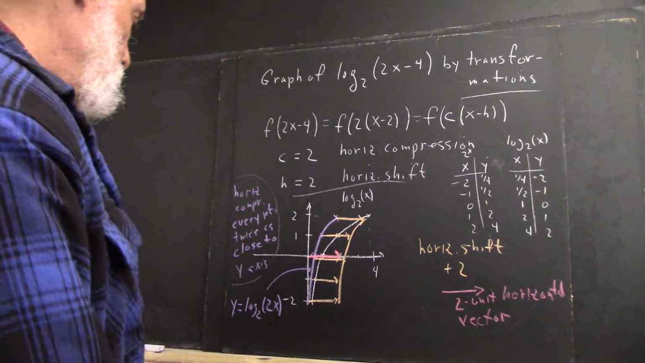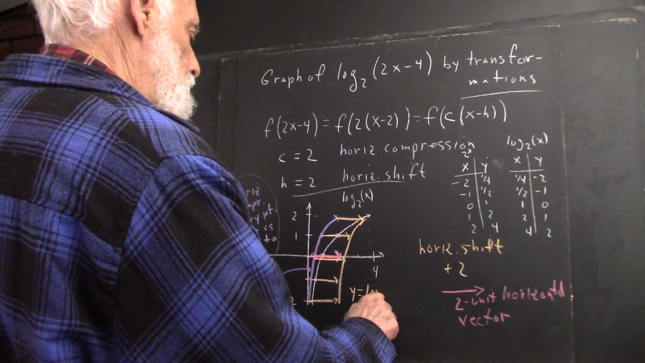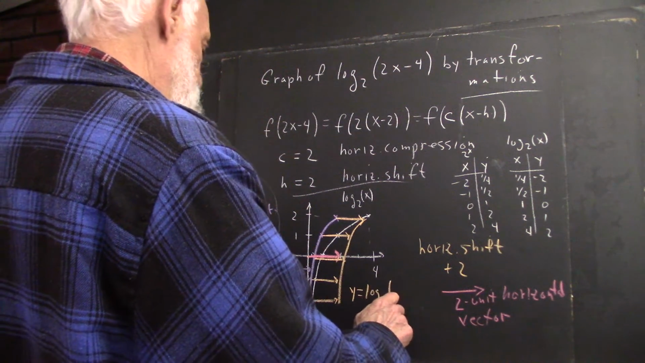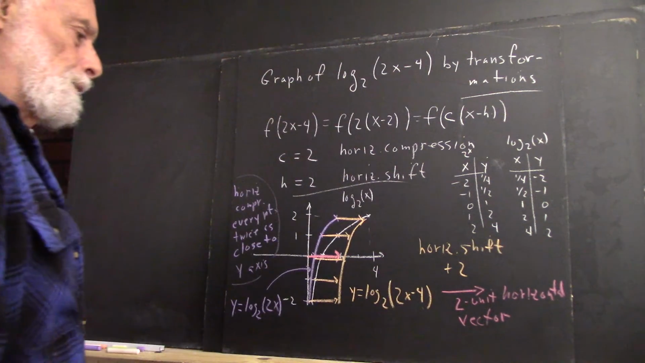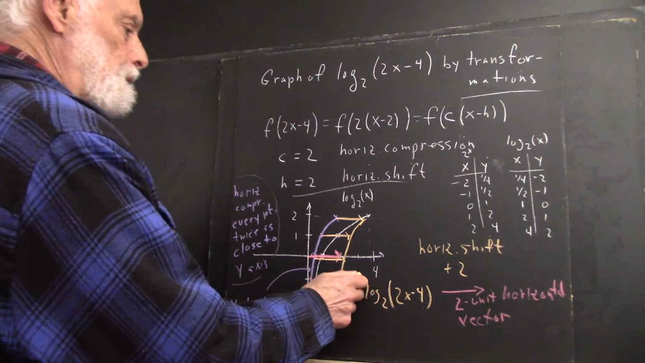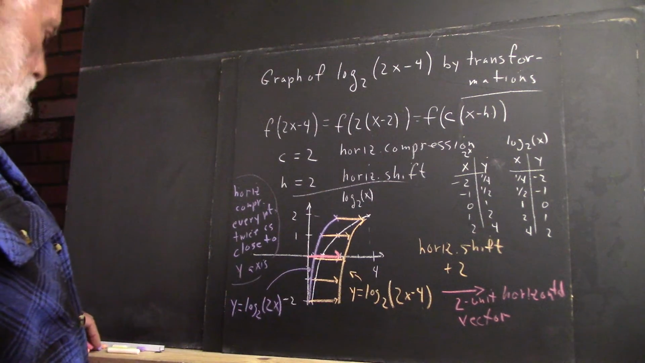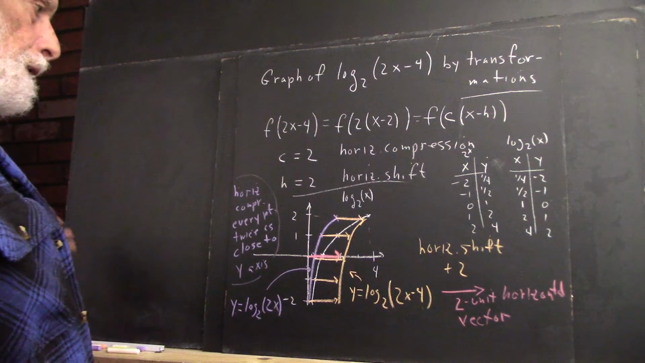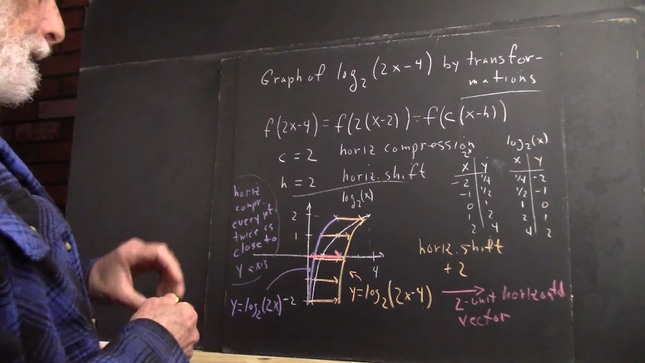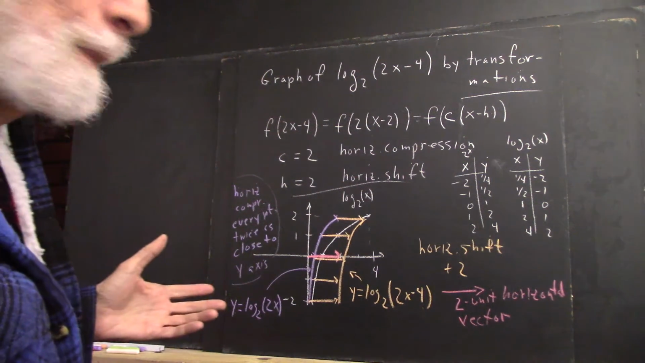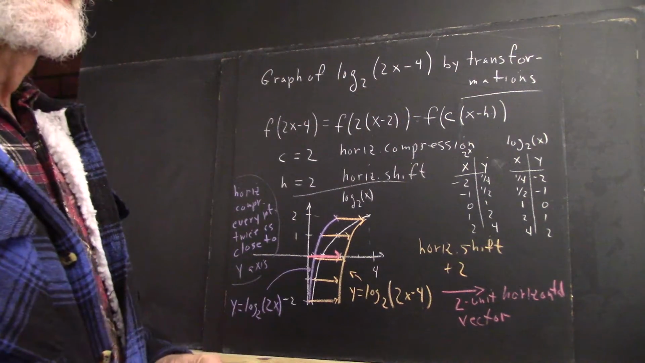So now we have the graph of y equals log base 2 of 2x minus 4. Now, if there's a color I haven't used, yellow, so I'll put something in here. Don't have a lot of room, but what's the domain? Okay, I got some space here, so I'm just going to write out the domain.